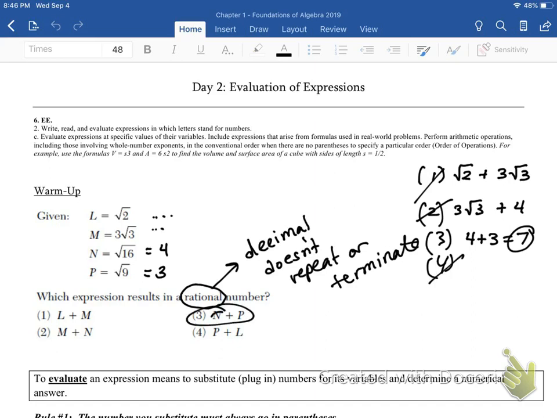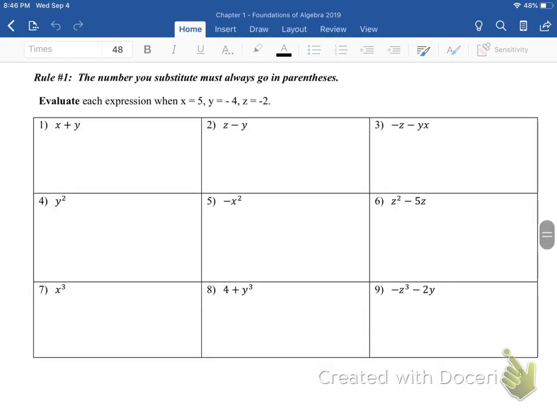Okay, so today's lesson is basically about evaluating expressions, which means to just kind of plug it in and see what we get. So we have a couple of rules here. Rule number 1 is the number you substitute must always go in parentheses, and that is to not confuse your calculator.